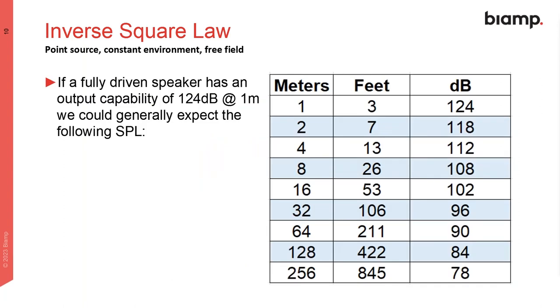And an example here, if we have a fully driven speaker that's capable of 124 dB at 1 meter, we could generally expect these sort of output levels. If we're listening 50 feet away and that speaker is being fully powered, well, what started out as 124 dB, at 16 meters away or about 50 feet, we're down to 102 dB roughly. Now, this is considering outdoors, no room gain, nothing to really help us out. But just to give you an idea, in a little easier to digest form, how much loss there is when we start projecting sound really far.